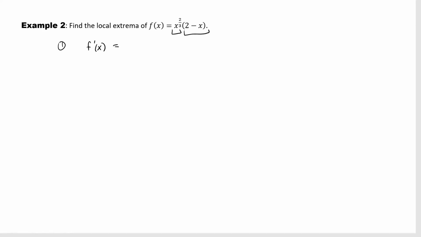It's the derivative of the first guy times the second guy, plus the first guy times the derivative of the second guy. Okay, so what's the derivative of the first guy? It's the power rule. You copy down the exponent, and 2/3 minus 1 is minus 1/3, times 2 minus x. All right, the derivative of 2 is 0. The derivative of minus x is minus 1.